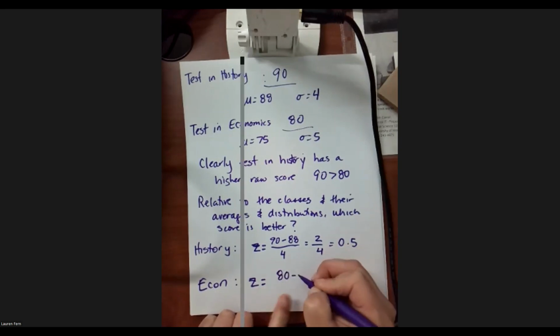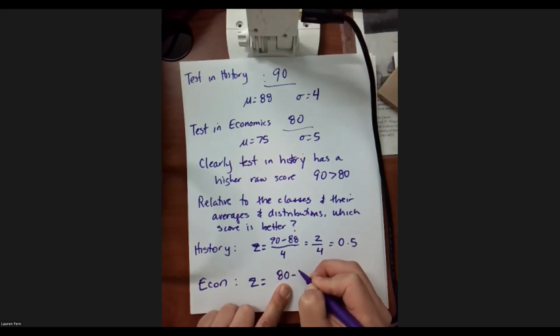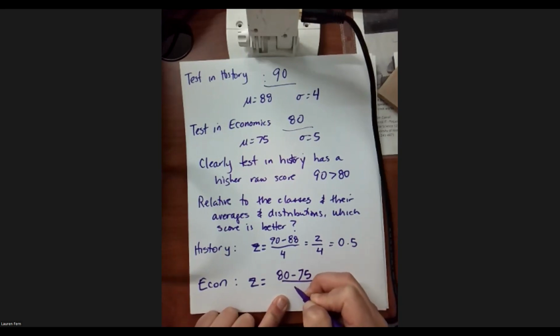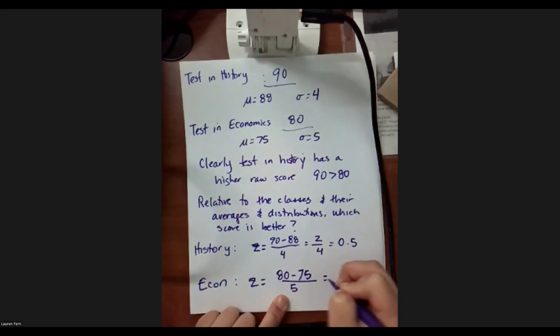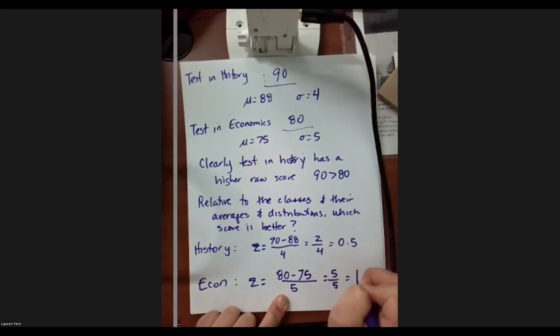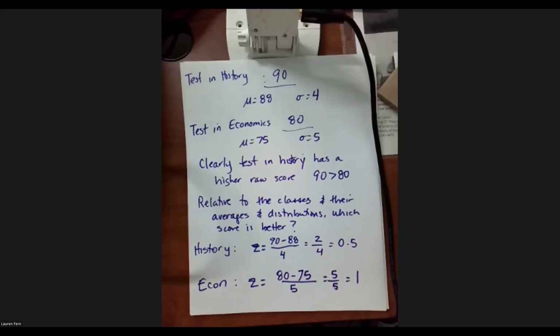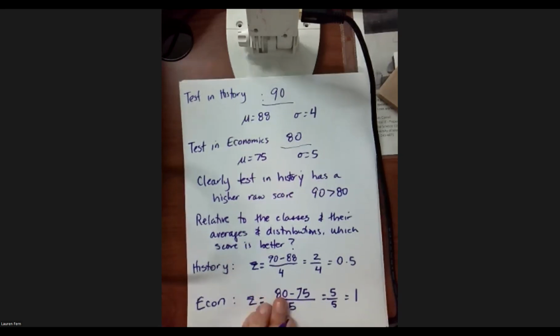80. What was the class average? 75. And what was the standard deviation? 5. So don't we get 5 over 5, which is 1? Notice here we scored an entire standard deviation above the mean. Here we only scored half a standard deviation above the mean.